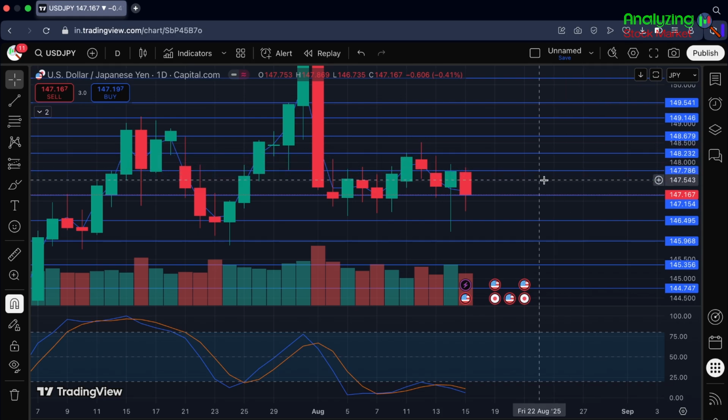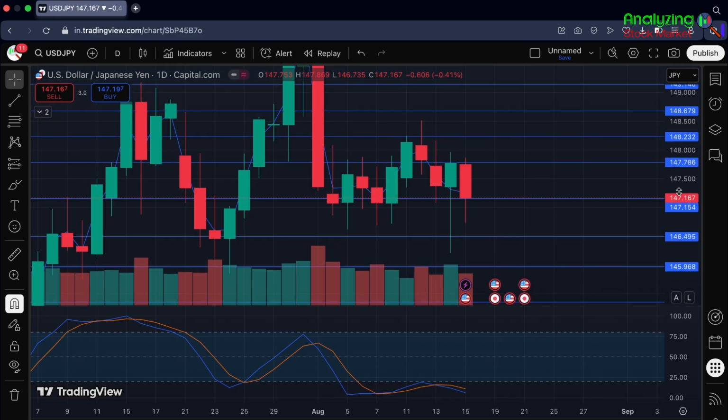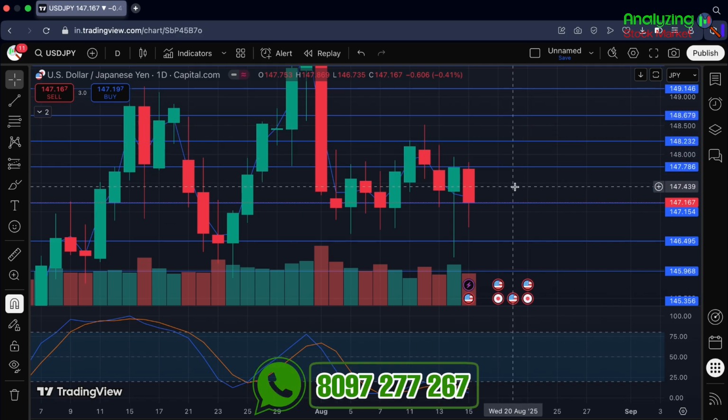So currently let's talk about our closing. As you can see, 147.167 is the closing. Here the direct support is 147.154. Here the direct resistance is 147.786. After the direct support, there is a support of 146.495 and then 145.968. After the direct resistance, there is a resistance of 148.232 and then 148.679. So these are the important support and resistance zones which will help you to take better trades this week.